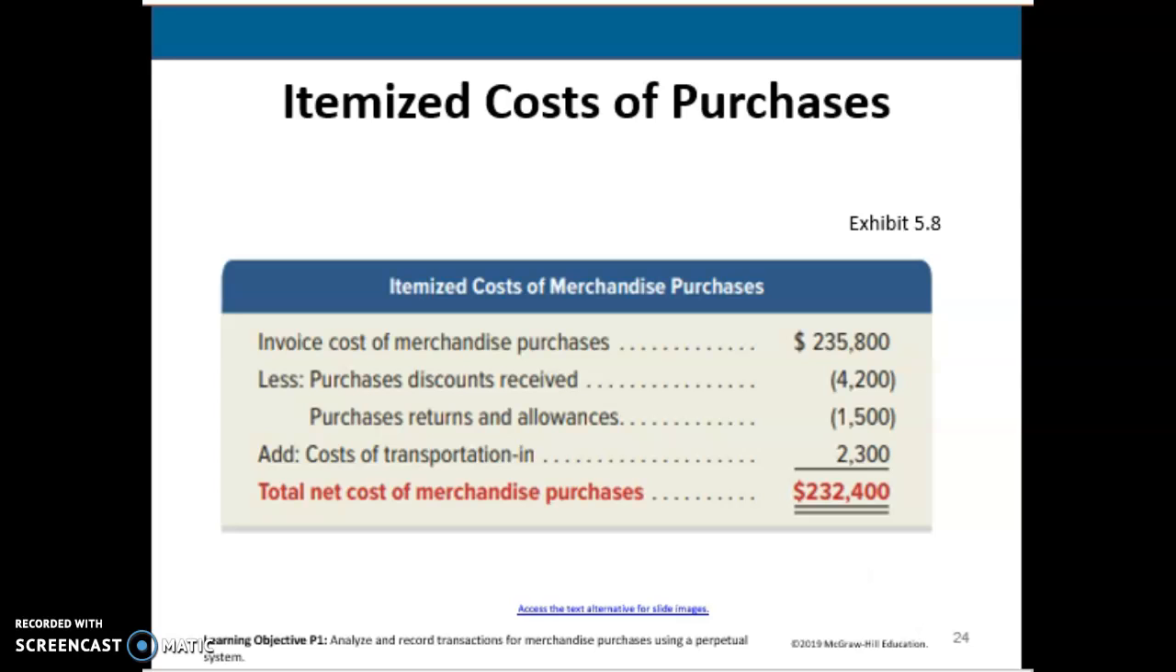This just kind of shows us a summary of the itemized cost. So if we had invoice cost minus any discounts, minus returns and allowances, add in any freight, that's going to give us our net cost of merchandise purchases.